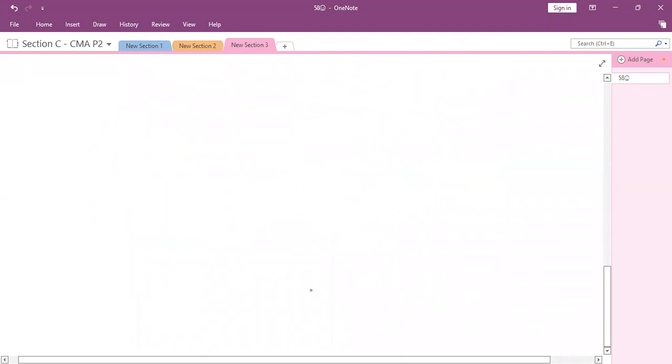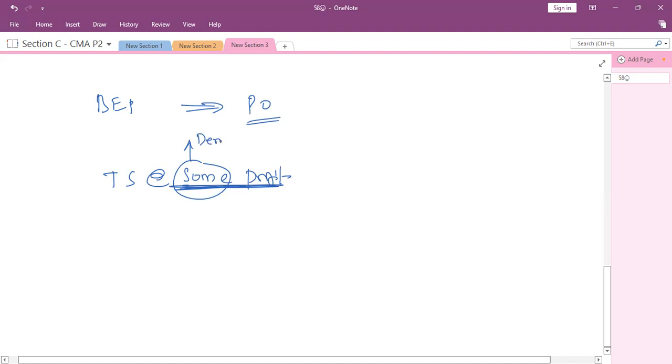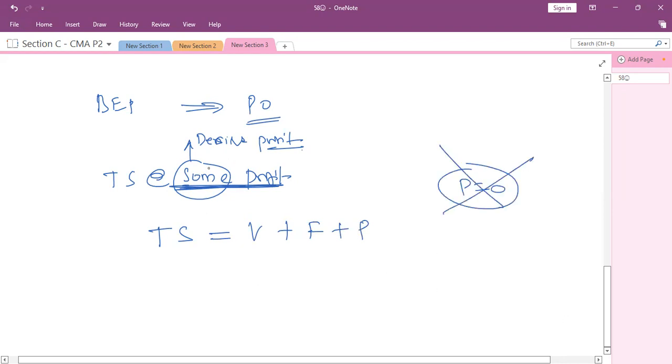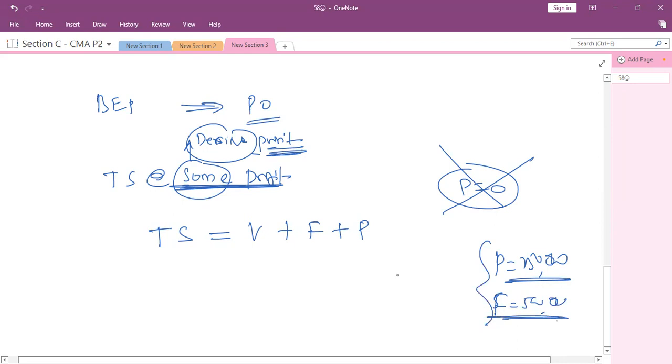How we got this? Earlier we calculated break-even point where P is 0. Now we are calculating total sales at some desired profit. So now equation is what? Total sales is equal to variable cost plus fixed cost plus profit. Now P is not 0. They are asking at some profit. The profit is given in the question. If I want to earn 250,000, how many units do I need to sell, if fixed cost is given as 500,000? This is the question.